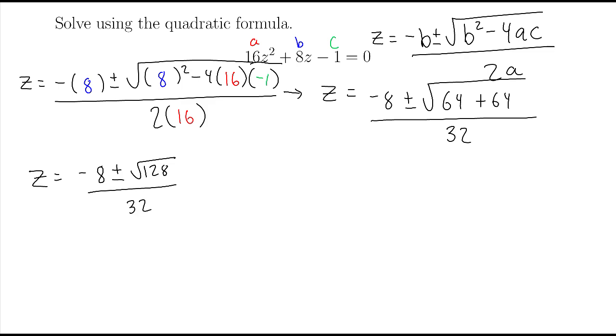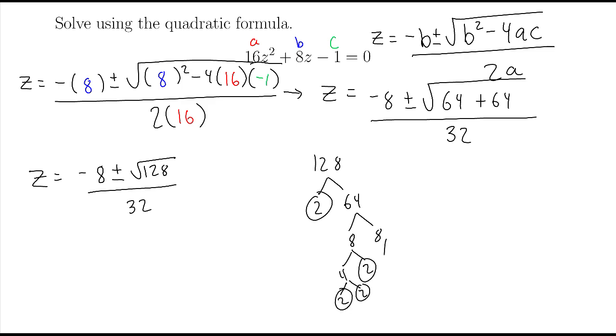Okay, well, we need to simplify that square root of 128. So I'll go ahead and find the prime factorization. 128 is 2 times 64, right? Because 64 plus 64, that's the same as 2 times 64. At least that's what I was thinking. 64 is 8 times 8. 8 is 4 times 2. 2 is a prime number. 4 is 2 times 2. Same thing here. 4 and 2, 2 and 2.